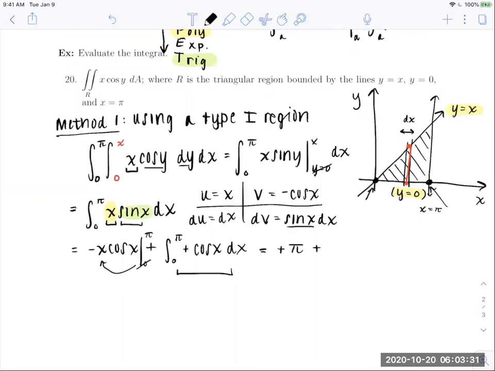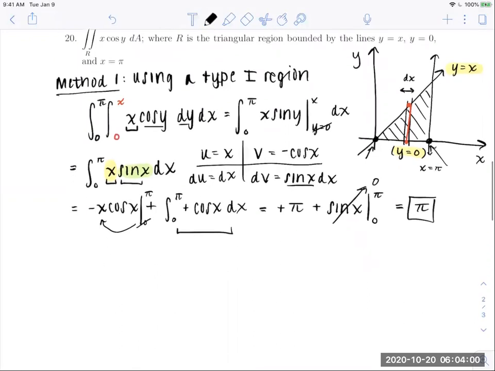And then let me go ahead and integrate cosine. The integral of cosine is sine. And I want to integrate sine from 0 to pi, but that entire function is going to die out because sine at 0 and pi is both 0. So our final answer here is pi. All right. Now let's go ahead and evaluate this integral using the other method, assuming a type 2 region. Of course, we should get the exact same answer. So we should conclude that we're going to have an answer of pi.